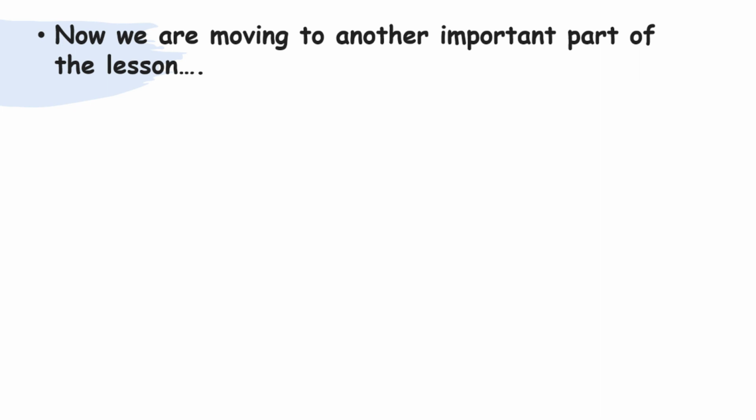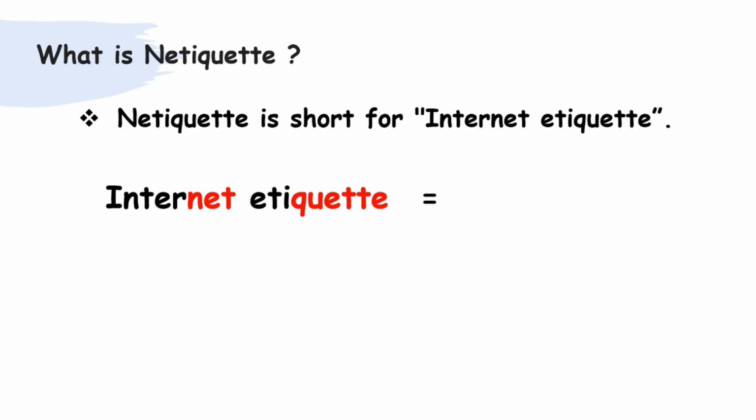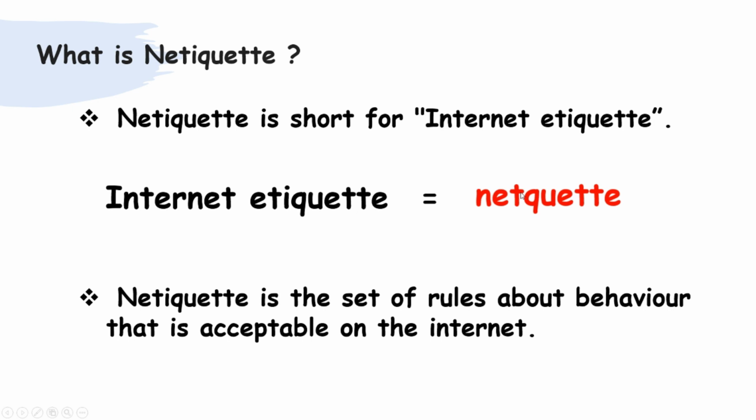Right. Now we are moving to another important part of the lesson. So it is netiquette. What is netiquette? Netiquette is short for internet etiquette. Let's see how it's made. We got the net word from this first one and we get the quette word from this one. Then we prepared netiquette. Netiquette is the set of rules about behavior that is acceptable on the internet.